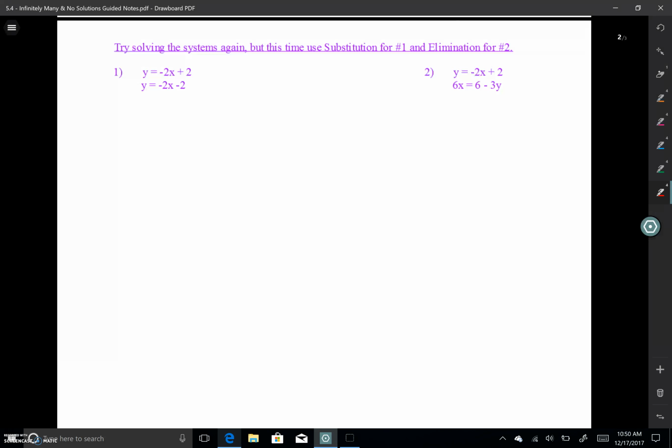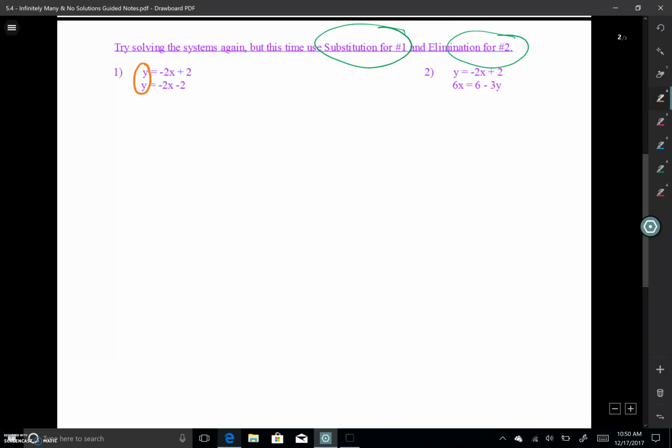So example 1 and example 2 here are the same exact examples from the first page, except this time the directions tell me to use substitution for number 1 and elimination for number 2. So if I work here with number 1, substitution, I have y equals negative 2x plus 2 and y equals negative 2x minus 2. Since these are both set equal to y, I'm going to set these two equations equal to each other. In other words, I'm replacing this y with this negative 2x plus 2 right here.